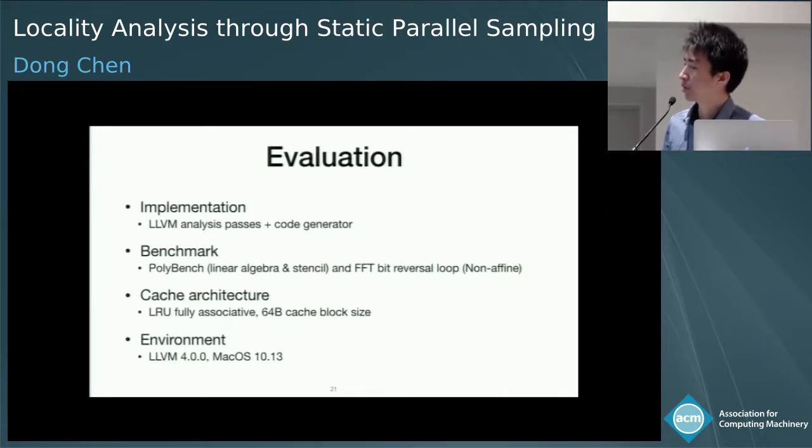All the evaluations are performed on the linear algebra and stencil benchmarks in PolyBench and one FFT bit reversal loop. Precision and overhead are compared with tracing for an LRU fully associative cache with 64-byte cache lines. All tests are performed with LLVM 4.0 on macOS.